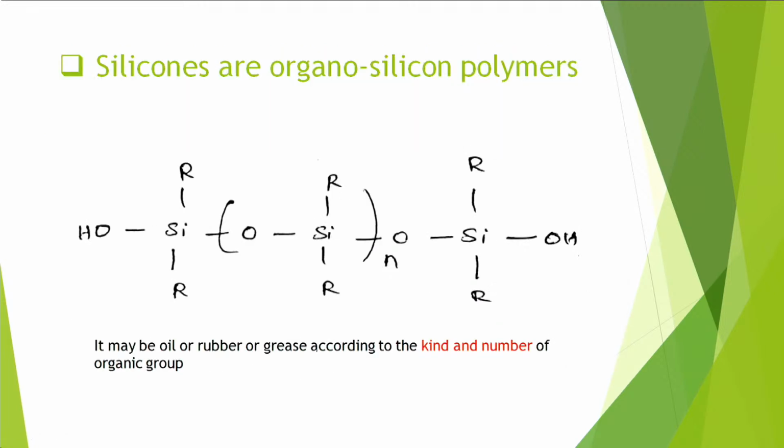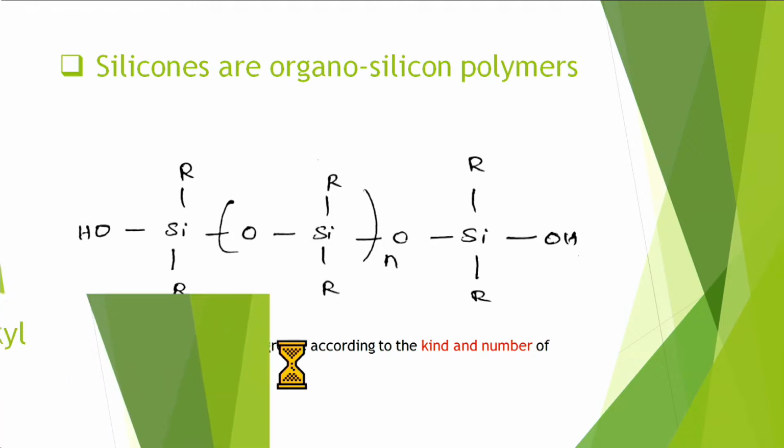Now further, there are different types of organosilicon polymer. It could be oil, or it could be rubber or grease, or any number of organic groups. So different types of groups give different types of polymer, or it could enhance or decrease the property, and it could also be changed with its use.